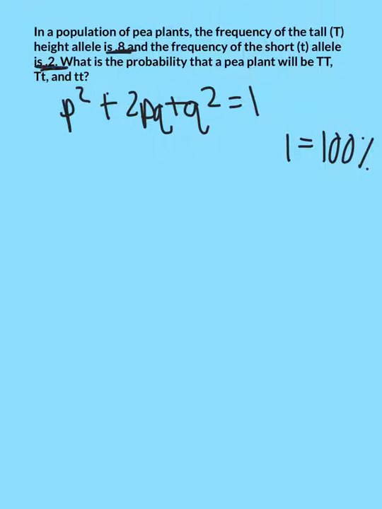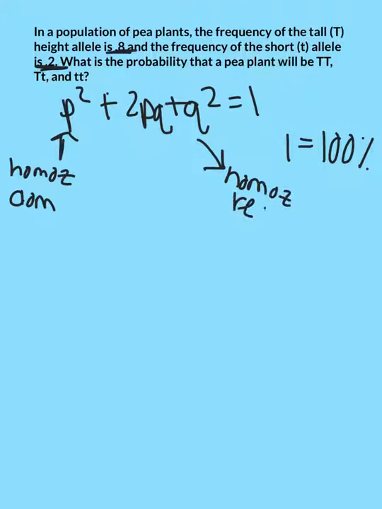I'll show you that P squared is your homozygous dominant. Your Q squared is homozygous recessive. And your 2PQ is your heterozygous. So, all of these numbers that you plug into this equation should add up to 1, which will be 100% of the population. And so that means that you account for everything that you're trying to solve for.